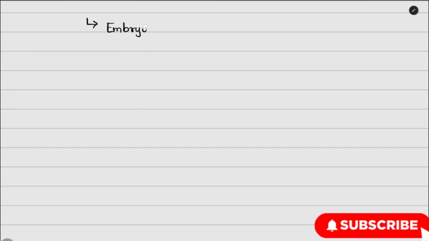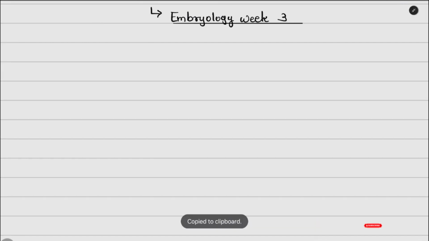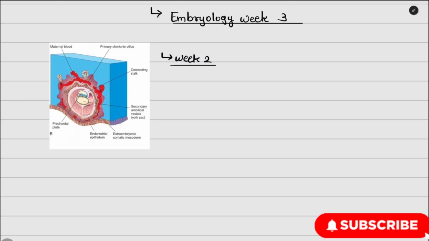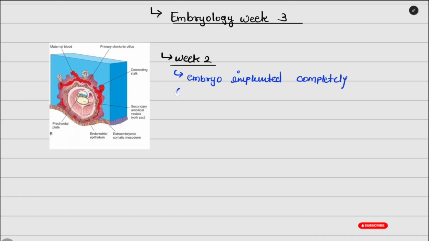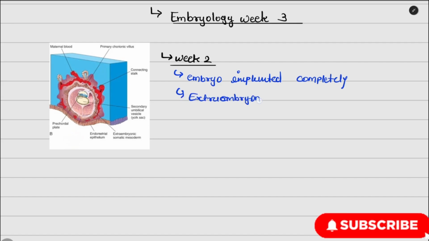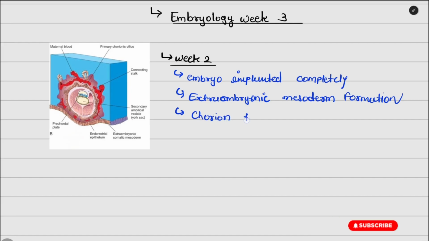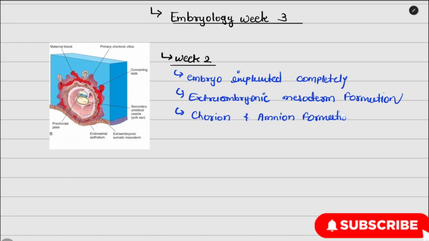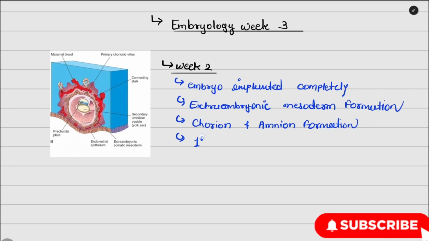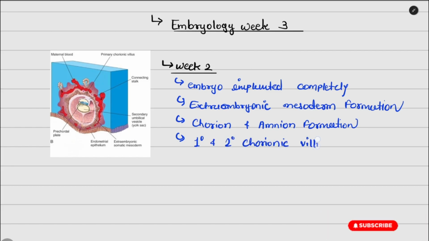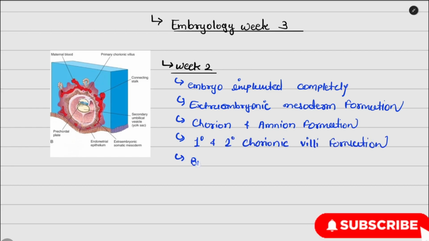Today we are going to talk about embryology week 3. In the last video we covered week 2. By the end of week 2, implantation is complete. Extraembryonic mesoderm is formed. Chorion and amnion formed. Primary and secondary chorionic villi formed. Amniotic sac, yolk sac and bilaminar disc present. And now we will move forward.